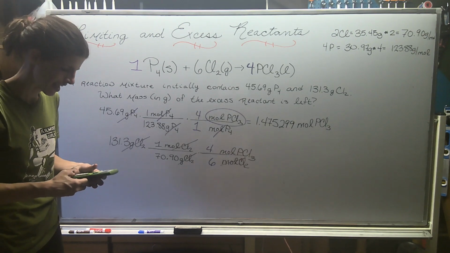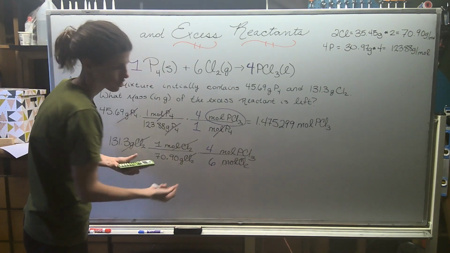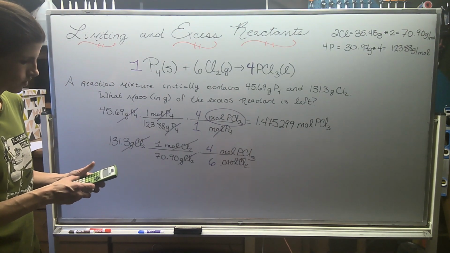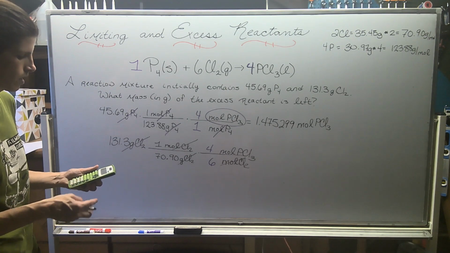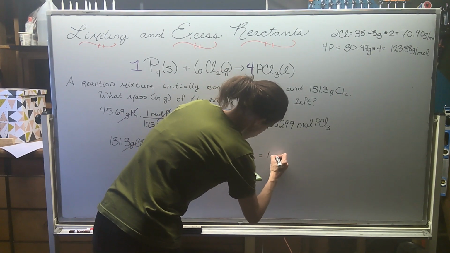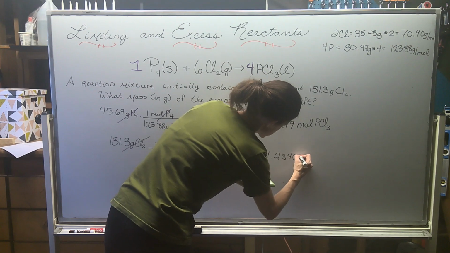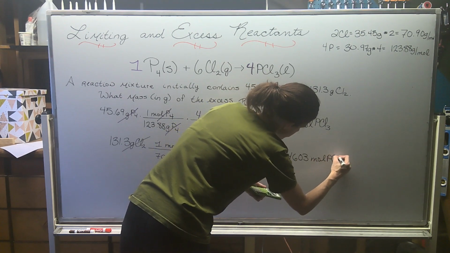Usually at that point, I hit enter. And then since there's 2 different numbers on the bottom, I am going to use parentheses. So 70.90 times 6, close parentheses. Here I'm getting 1.234603 moles of PCl3.